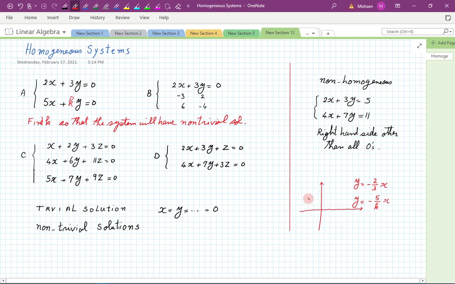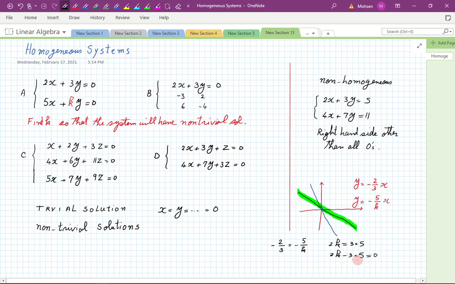So y equals minus 2/3 of x is some line that goes here. This one, if it has a different slope, then they meet each other just at 0, and all you get is the trivial solution. If you want a non-trivial solution, what should you do? The blue line has to move right on top of the first one, so that you'll have infinitely many solutions. Which means the two slopes have to be the same. Minus 2/3 has to be equal to minus 5 over k, which means 2k has to be equal to 3 times 5, or 2k minus 3 times 5 has to be equal to 0.